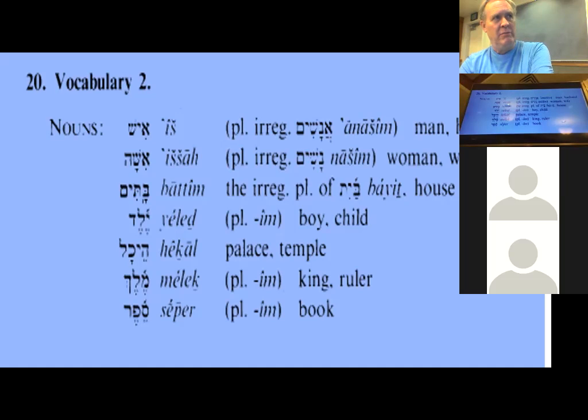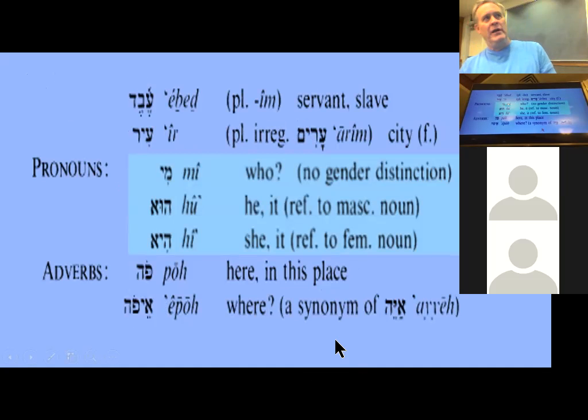Okay, and the plural is melakim. The word for book is sefer, and the plural is seferim. Okay, those are the nouns from chapter 2. Then we had 2 more nouns, I'm sorry.